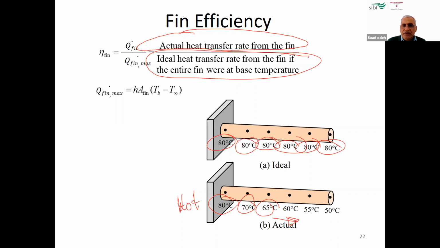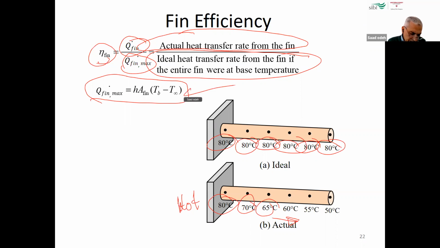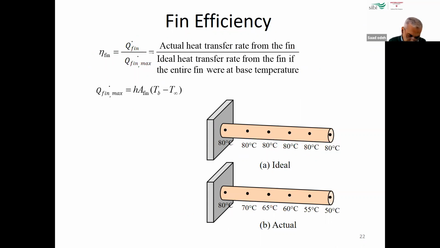Now, to find Q dot actual, Q dot fin, if you know the efficiency of the fin, and you know the ideal case, which follows this equation, because in the ideal case I have a fixed temperature, I can find h multiplied by A multiplied by Tb minus T infinity. I can find Q ideal, but the actual is unknown. So if I know the fin efficiency and this one, I can find the unknown actual heat loss from the fin. All right.